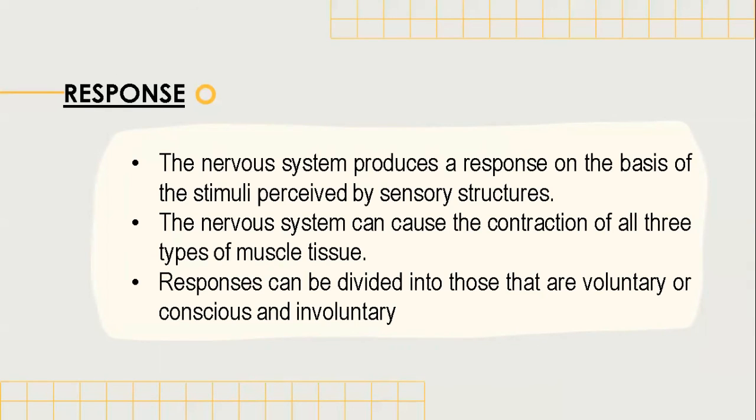For example, our skeletal muscle contracts to move the skeleton. Our cardiac muscle is influenced as heart rate increases during exercise, and our smooth muscle contracts as the digestive system moves food along the digestive tract. The responses can be divided into those that are voluntary or conscious, for example, contraction of our skeletal muscle, and involuntary, or the contraction of smooth muscle, regulation of cardiac muscle, and activation of glands.